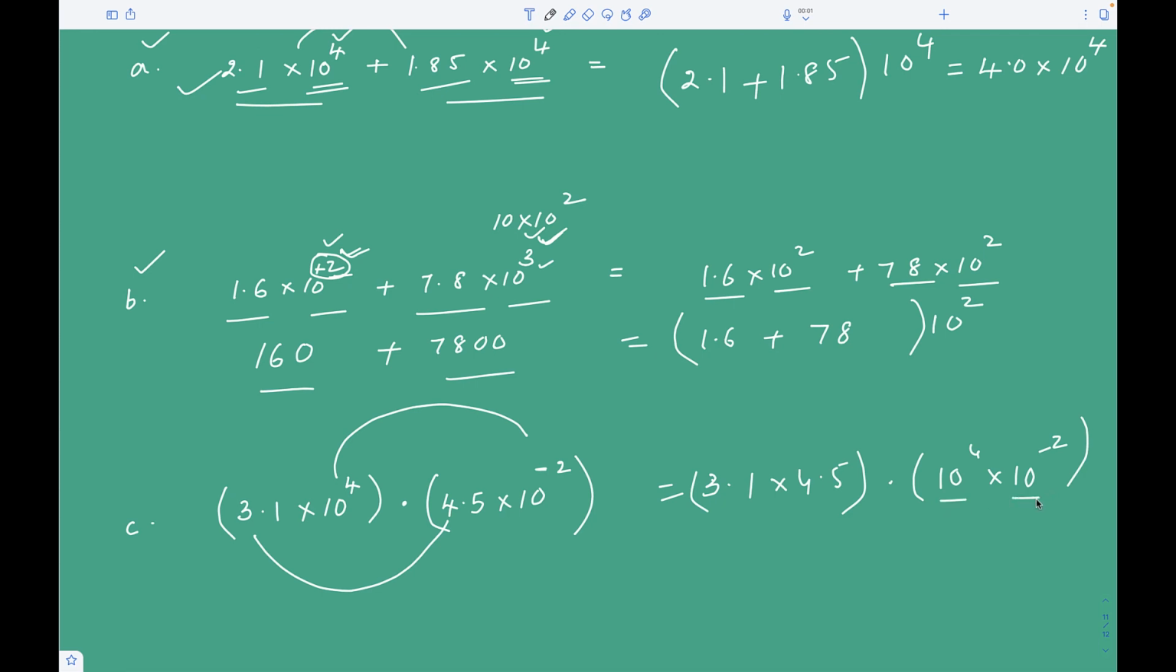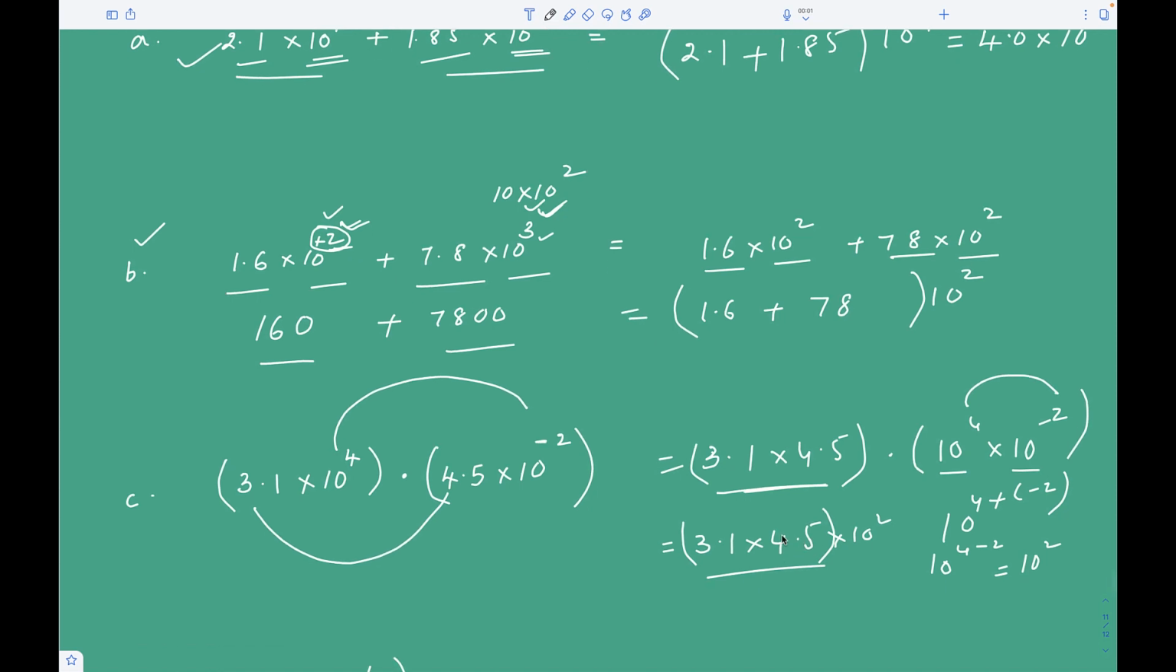Now when the bases are the same in multiplication, you know you have to add the indices. You know the laws of indices, right? So this becomes 10 to the power of 4 plus minus 2. That is 10 to the power of 4 minus 2 or 10 to the power of 2. And you know how to multiply these two terms. So the answer will be 3.1 times 4.5 times 10 to the power of 2. I leave this calculation to you and the subsequent rounding as well.